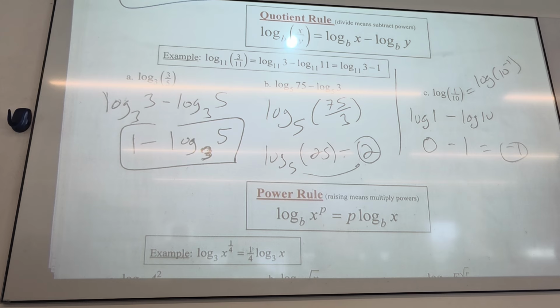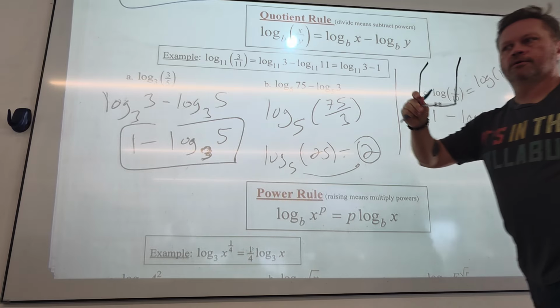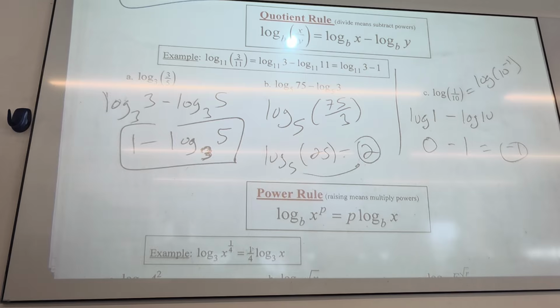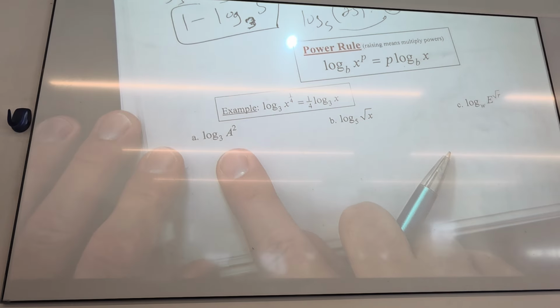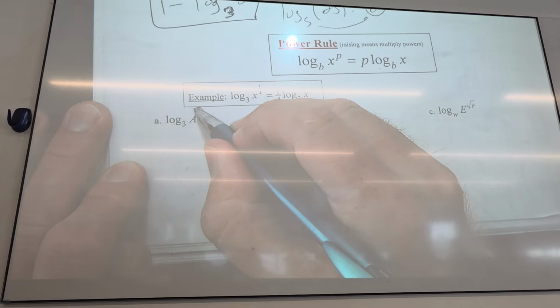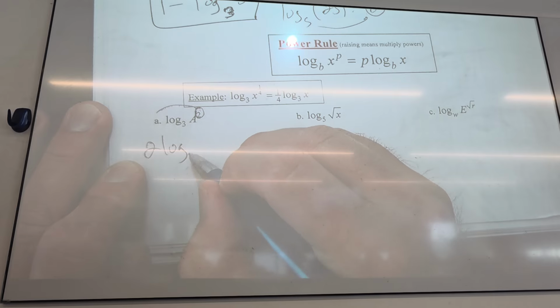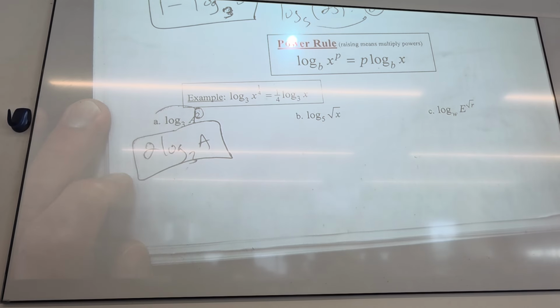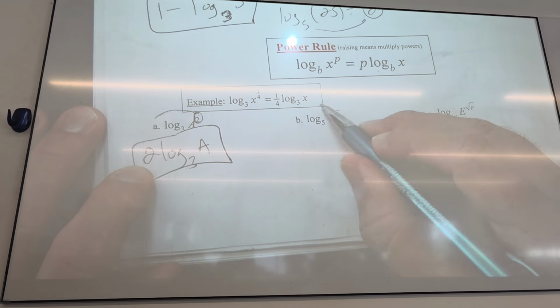And I told you that all of these rules are important, don't get me wrong. But the one that we end up using the most is the last one. It just happens to be the one that shows up the most. So how can I rewrite this? The 2 can just come down. 1/2. What about this guy?